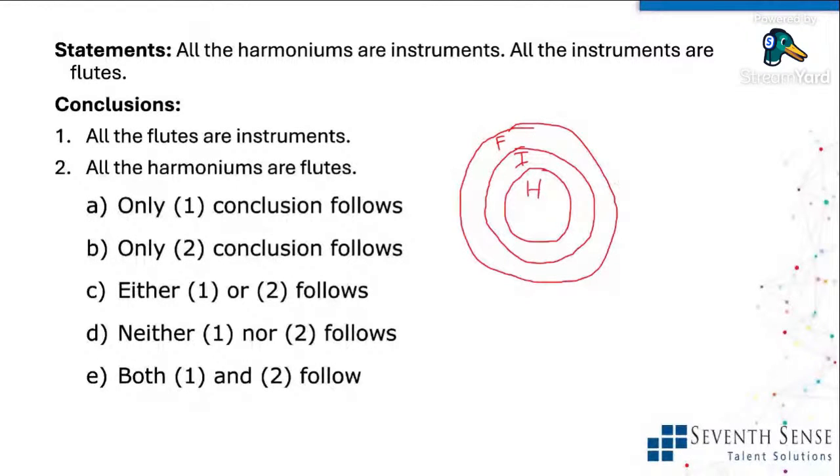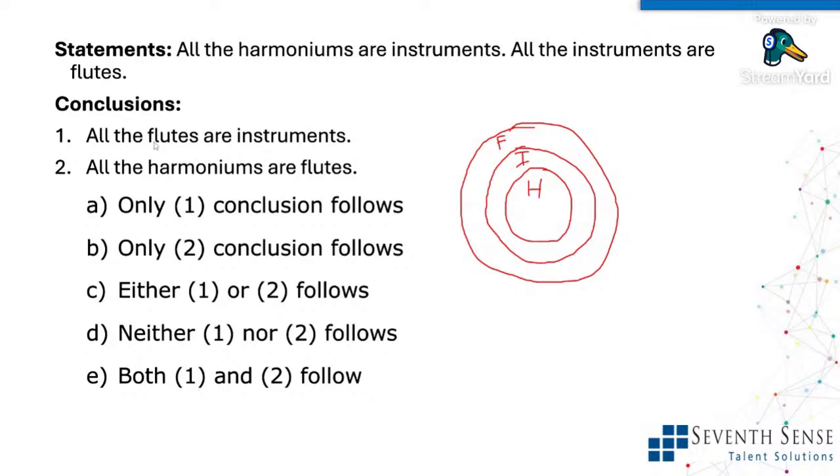Okay, most of you are going for B. Fine. Let me tell you something. All the flutes are instruments. See, my flutes are at the outermost layer, and my instrument is in the inner layer. So I can't tell all my flutes are instruments, because only these flutes are considered as instruments. These flutes are not considered as instruments, they are just flutes itself. So all the flutes are instruments, it is wrong. So the first conclusion is wrong.